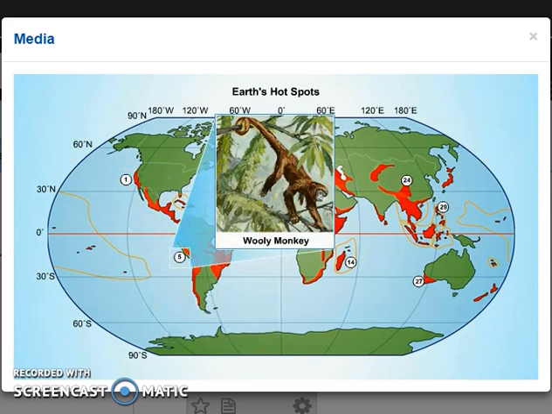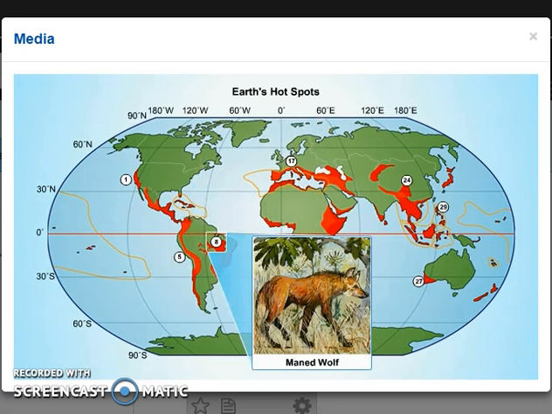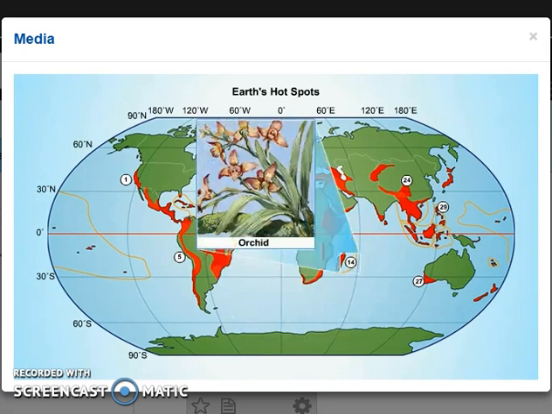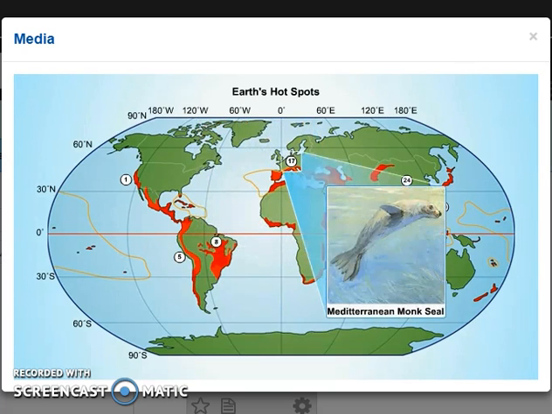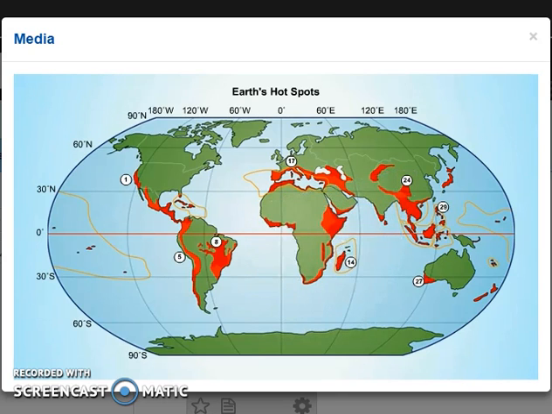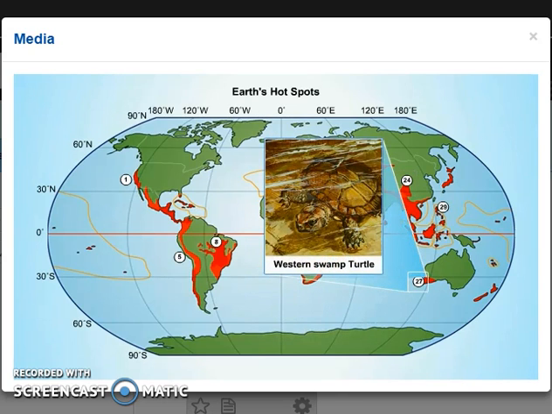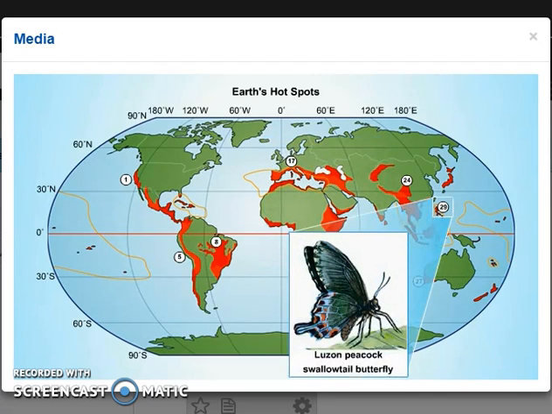First, there must be at least 1,500 species of vascular plants that are endemic. Second, the region must have lost at least 70% of its original habitat. Approximately half of all plant and animal species are found in hotspots. These hotspots originally covered 15.7% of Earth's surface. However, only about a tenth of that habitat remains. If these endemic species become extinct, biodiversity will decrease.